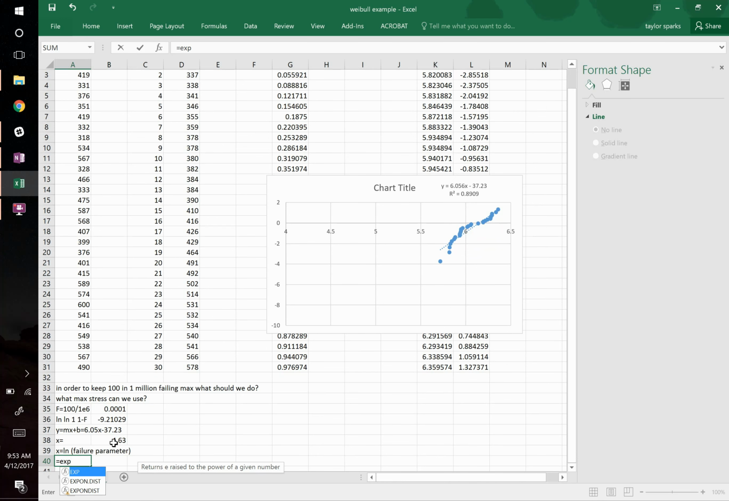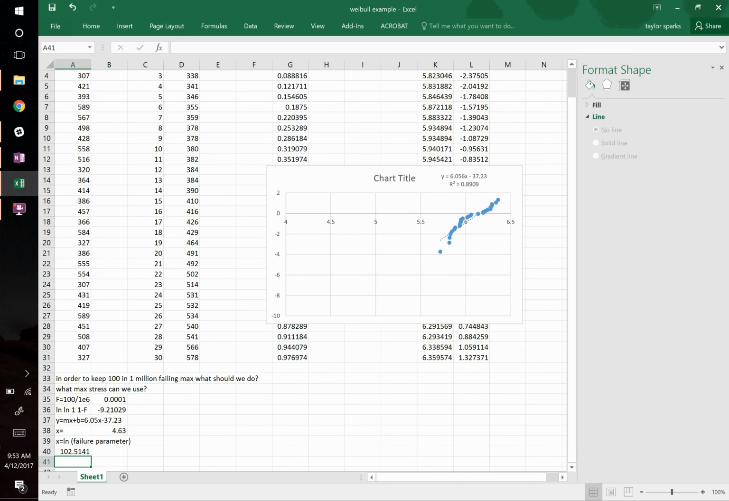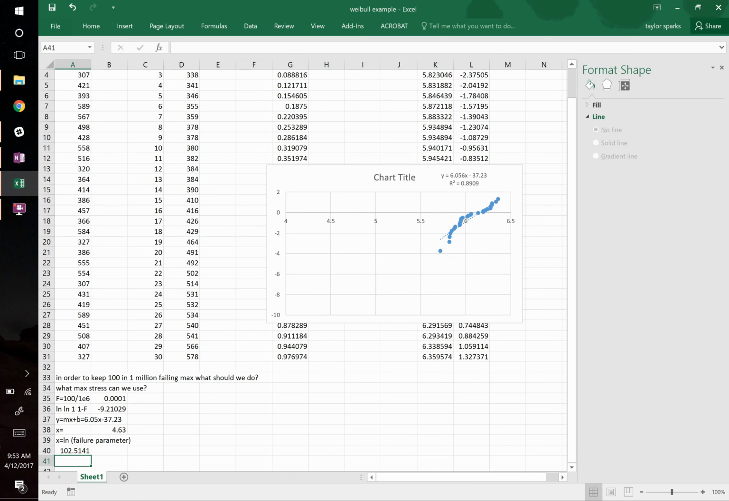Exponentiate this thing. Okay, there we are. 102 megapascals, or 102 hours or minutes or whatever that was that we were talking about. And then if you take it up to that stress, in real life, if you never subject this thing to over this 102, then you should never have more than 100 in a million fail.